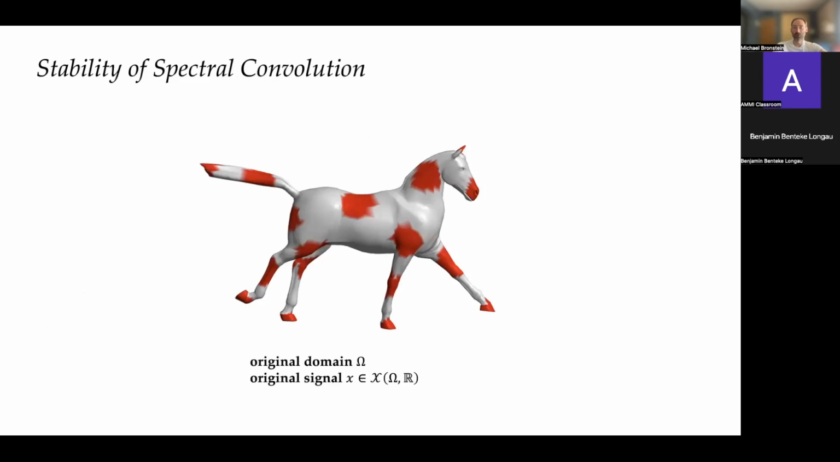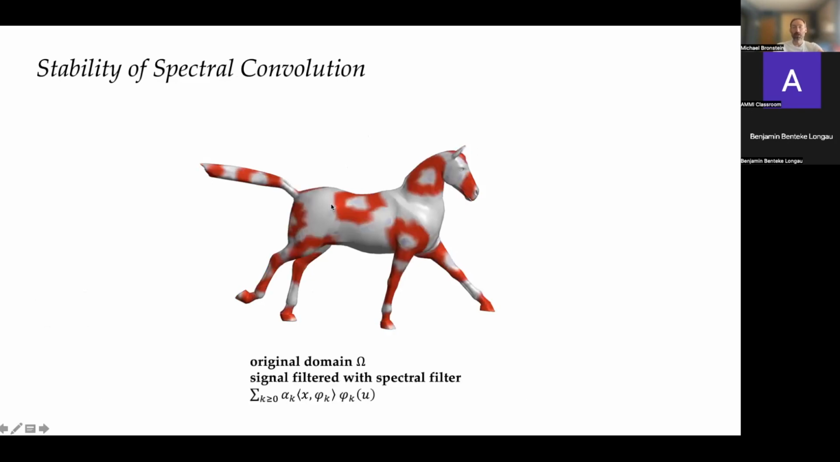And a good visualization is this. So we have a domain, right? So in this case, it's a manifold representing a horse. We have a signal that looks like these blobs. And let's say that I do some kind of filter. So the filter here does some form of edge detection. So I can write it as a spectral filter. So we have some coefficients. These are the Fourier coefficients of the signal x, and these are the eigenvectors.